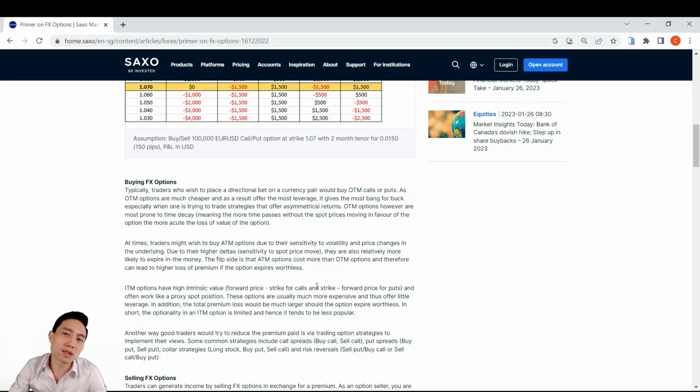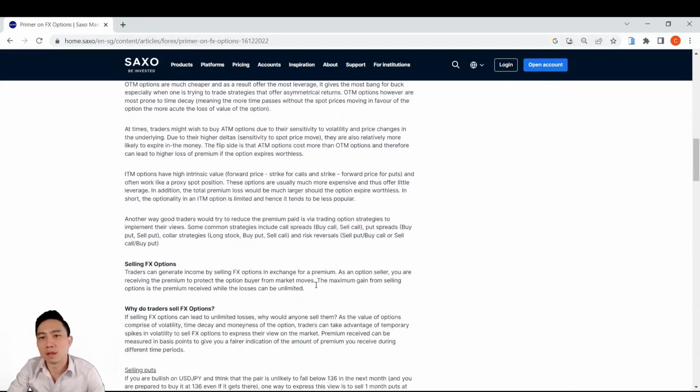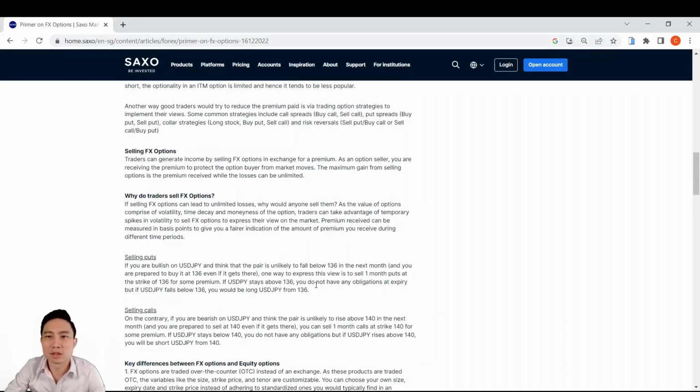Another way good traders can reduce their premium paid is via option strategies, like using call spreads and put spreads. Next, selling FX options. Traders can generate income by selling FX options in exchange for a premium. As an option seller, you receive premium to protect the option buyer from market moves. The max gain for you is the premium received, while losses can be unlimited.